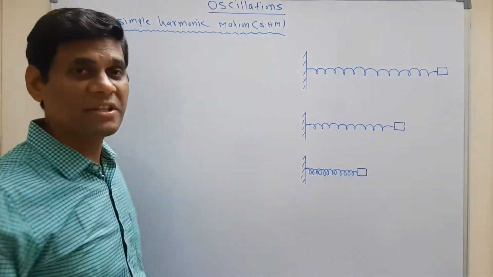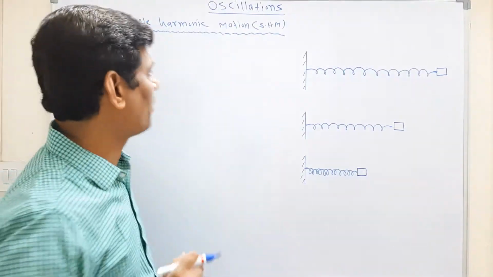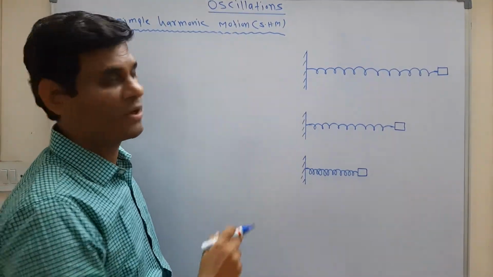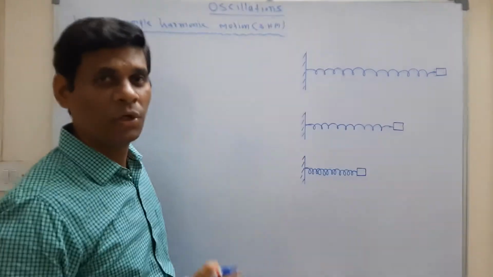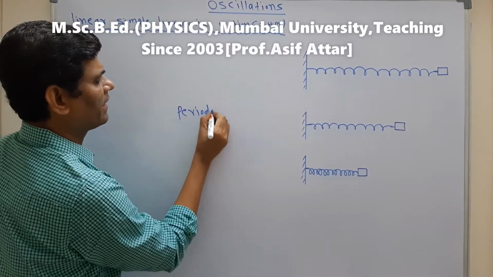Now students, we'll see the theory part of the oscillation chapter. We'll see some important derivations. First of all, the definition of linear simple harmonic motion, which we call S.H.M. To reach this, we'll see one concept that is called periodic motion.